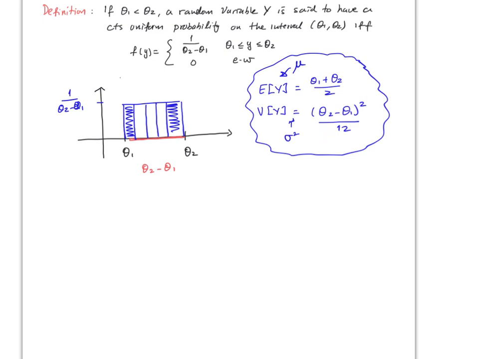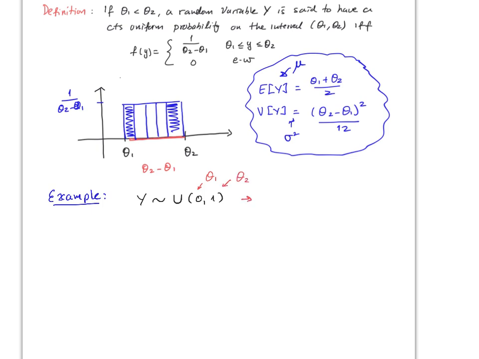Okay, now let's try an example using this distribution. All right, so let's say that y has a uniform distribution from 0 to 1. So therefore this is theta 1, and this is theta 2.